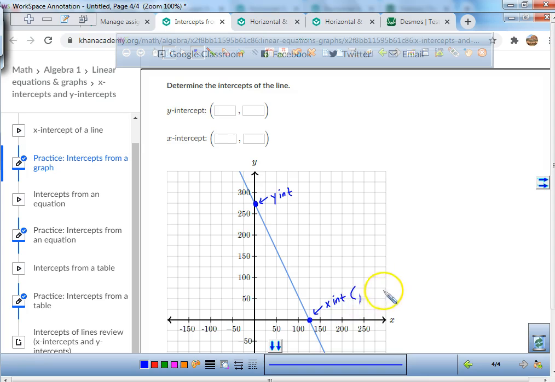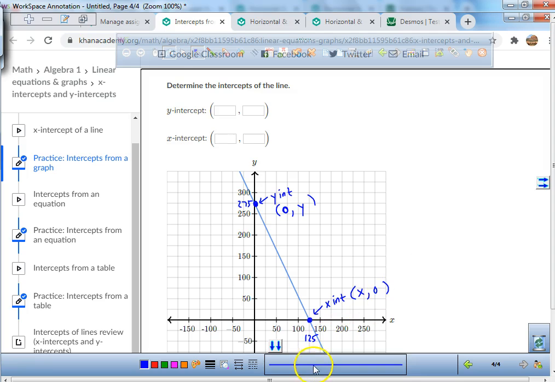Now, something you need to know about all x-intercepts, whatever that value is, that y value is going to be 0. Whereas the y-intercept, the x value is always going to be 0, and then you'll have your y value. So all we got to do is find the y value. Well, what's halfway in between 300 and 250? Well, that's 275. And what's halfway between 100 and 150? That's 125.